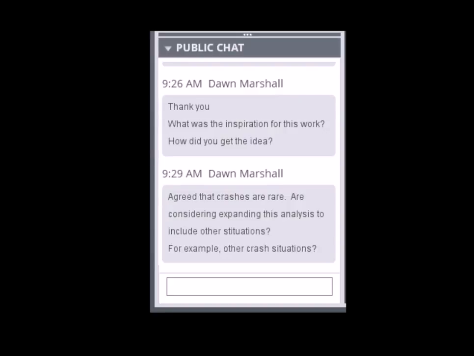Regarding whether this analysis applies to other crash situations, we didn't extend it to other crash situations, but we extended this analysis to the congested weaving segment, because in the downtown area of Orlando we have a lot of weaving segments, meaning the on-ramp is very closely followed by the off-ramp.